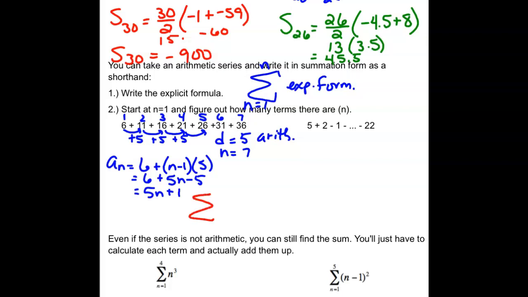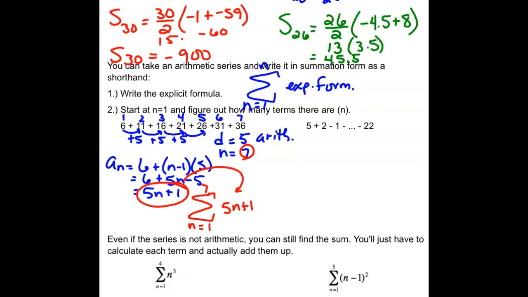So we're going to have that sigma, which is kind of like a capital E looking thing. And we are starting with our n value equaling 1, and we are going up to a total of 7 numbers. And then we simply dump our explicit formula in front here, 5n plus 1. So that would be a shorthand way of writing it instead of putting all of those numbers in our list.